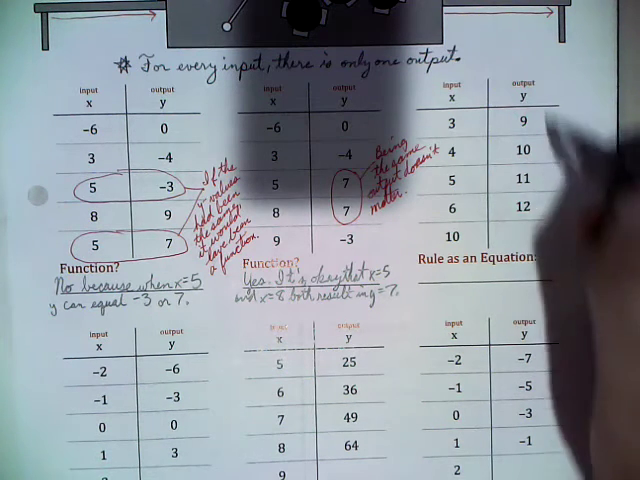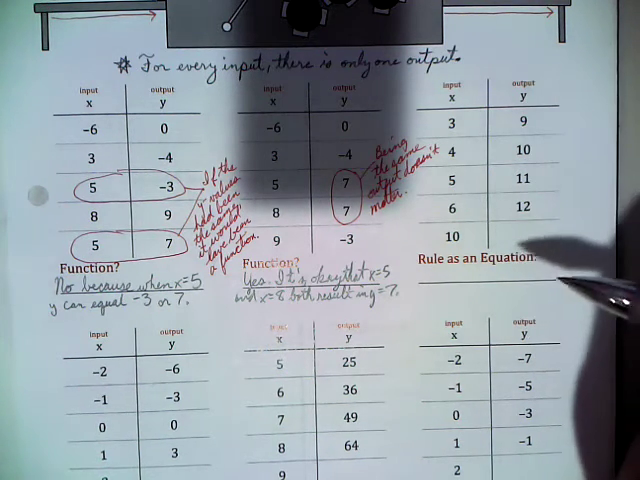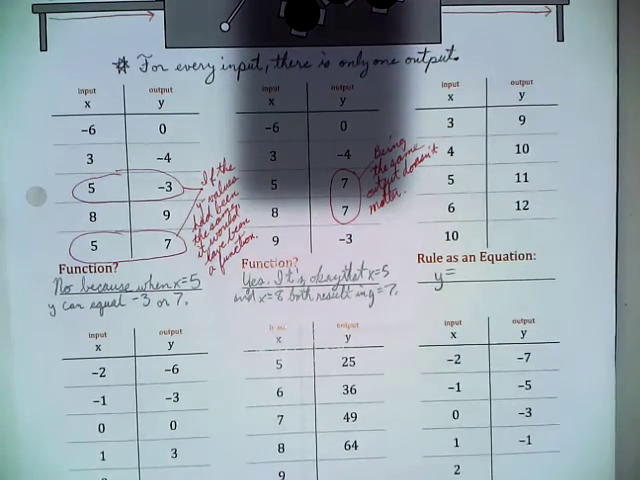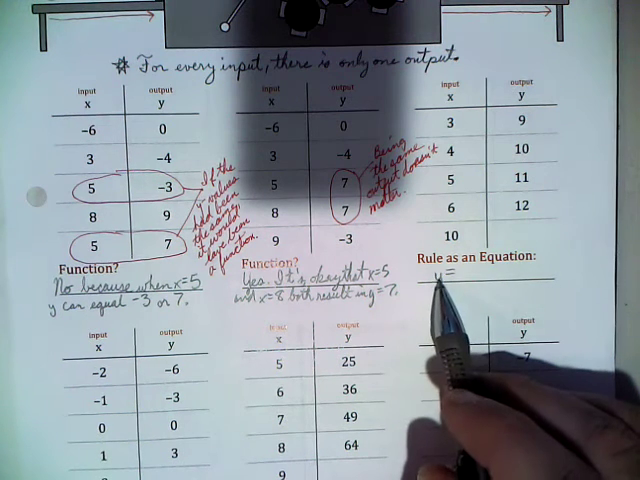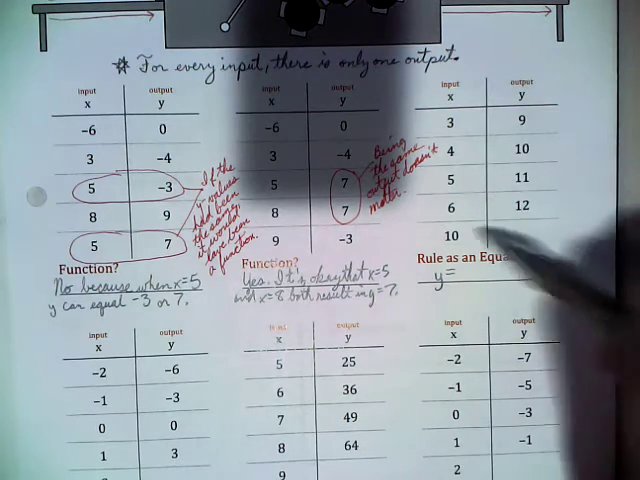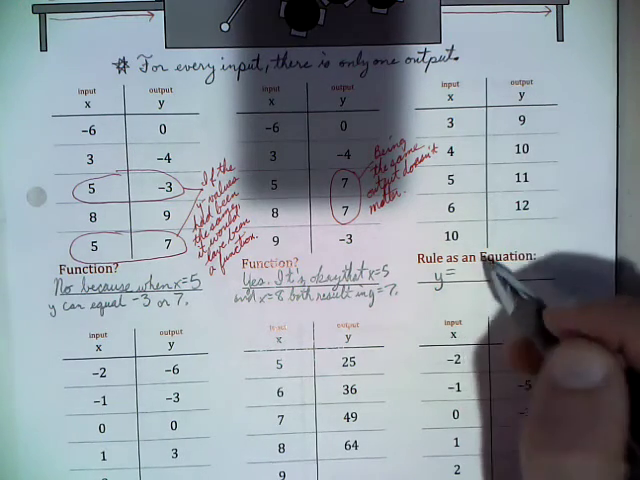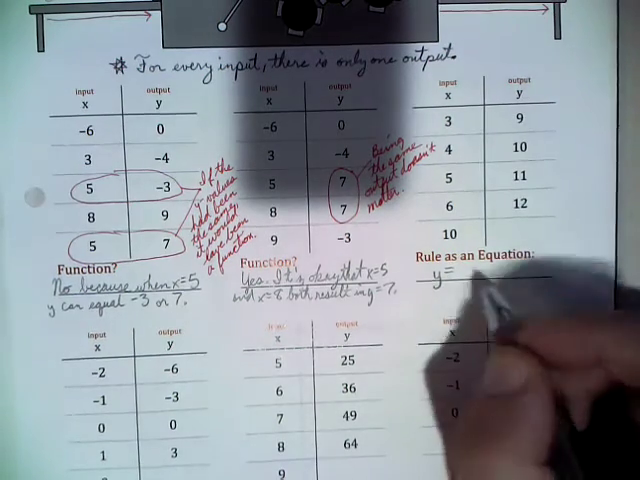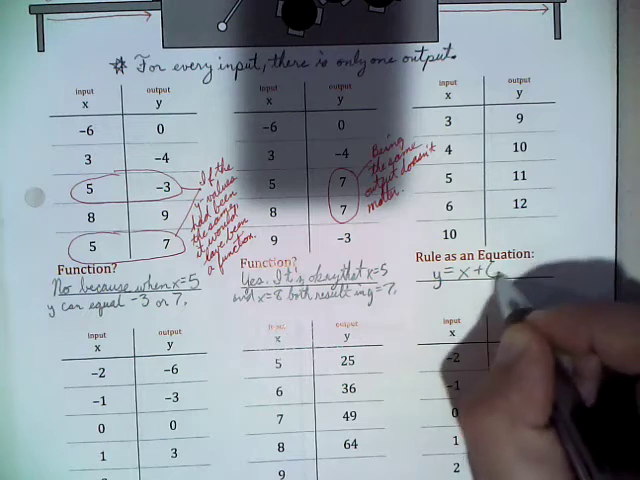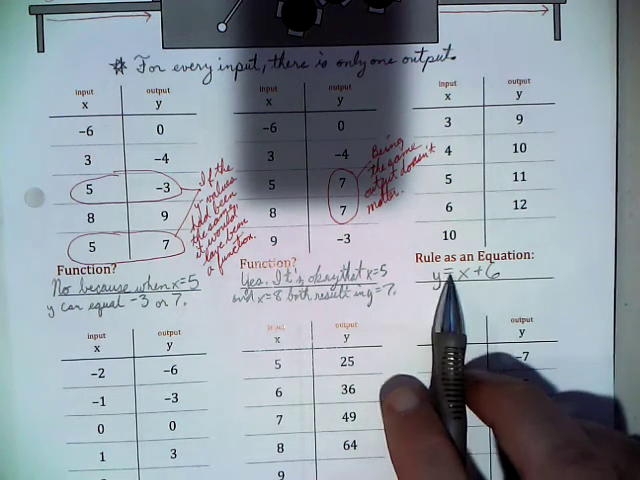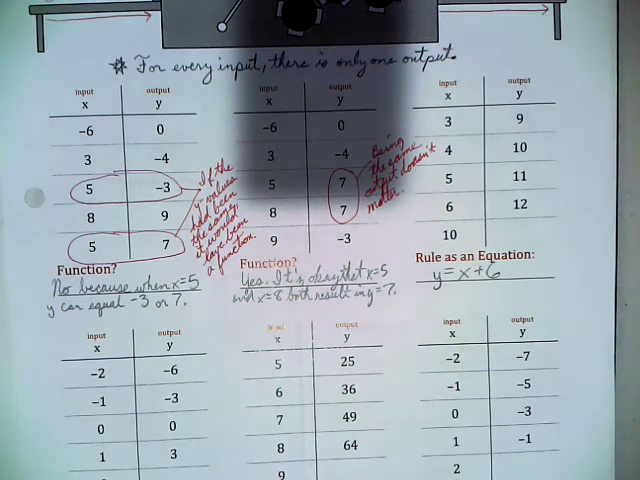Because we're getting out the y value, the output, our equation should start with y equals. Basically this is giving me instructions. If I want to find out what y equals, what am I going to do to that input? This one should be pretty easy because you should see that each time we're taking our x value and adding 6. And so that literally becomes my equation. If you want to find the y value, it's equal to the x value plus 6. That's what that equation means.